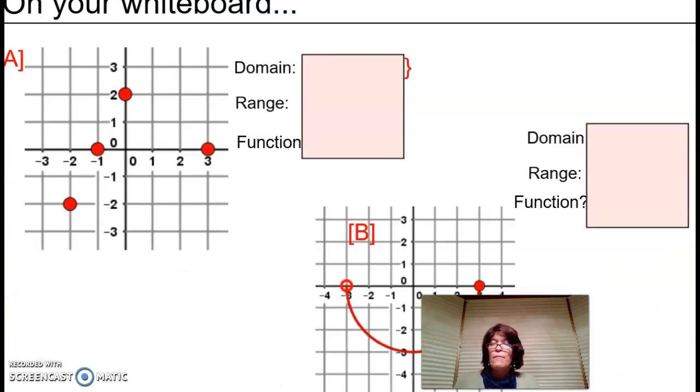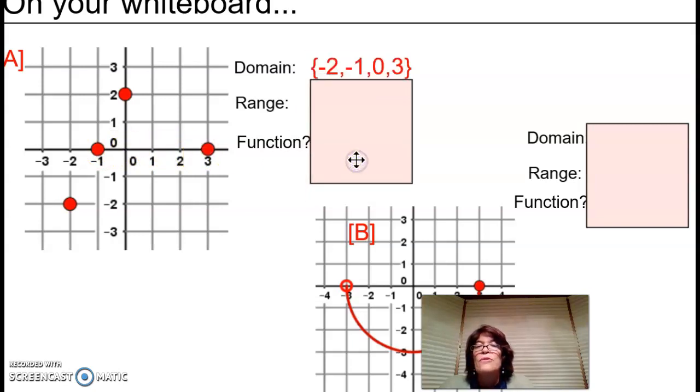Okay, so same type thing here, guys. This is a discrete relation or function, depending if we decide it's a function or not, but it's discrete in that it's just a bunch of ordered pairs. Okay, so let's look at the domain. We're looking at the x-coordinates: -2, -1, 0, and 3. So the domain would be -2, -1, 0, and 3.